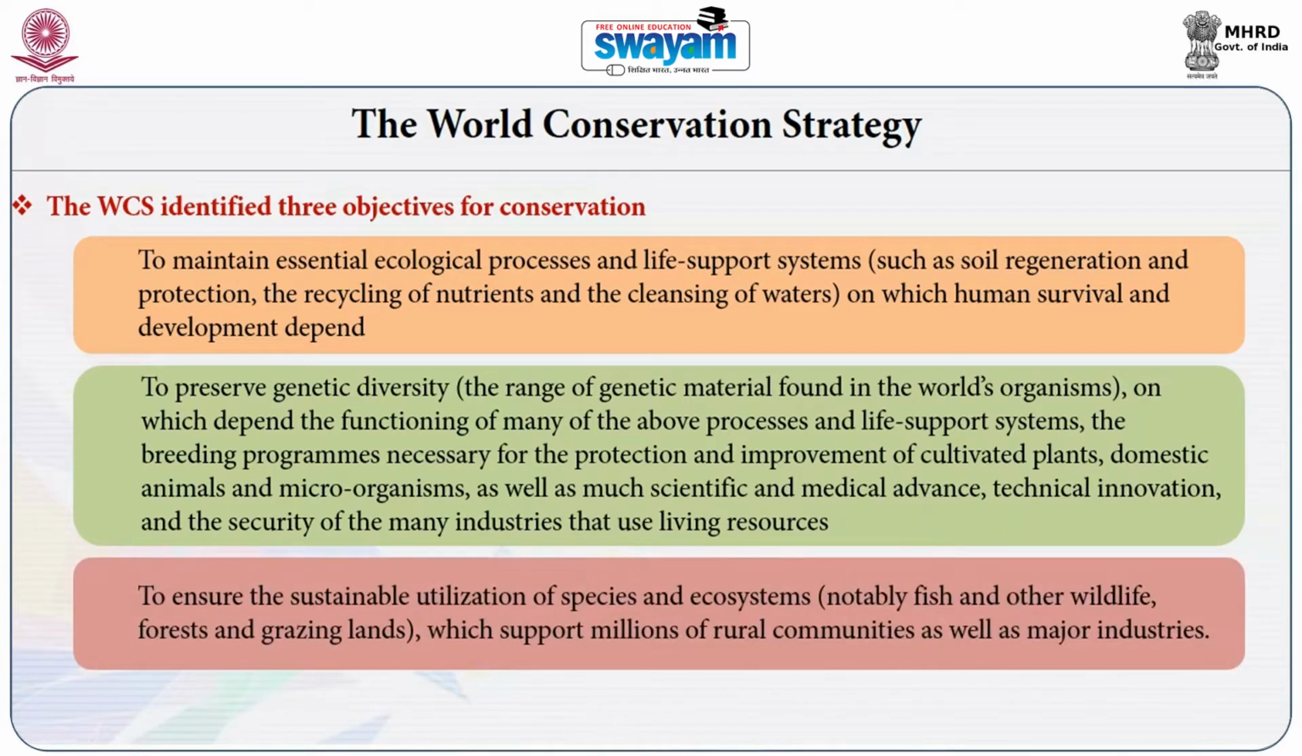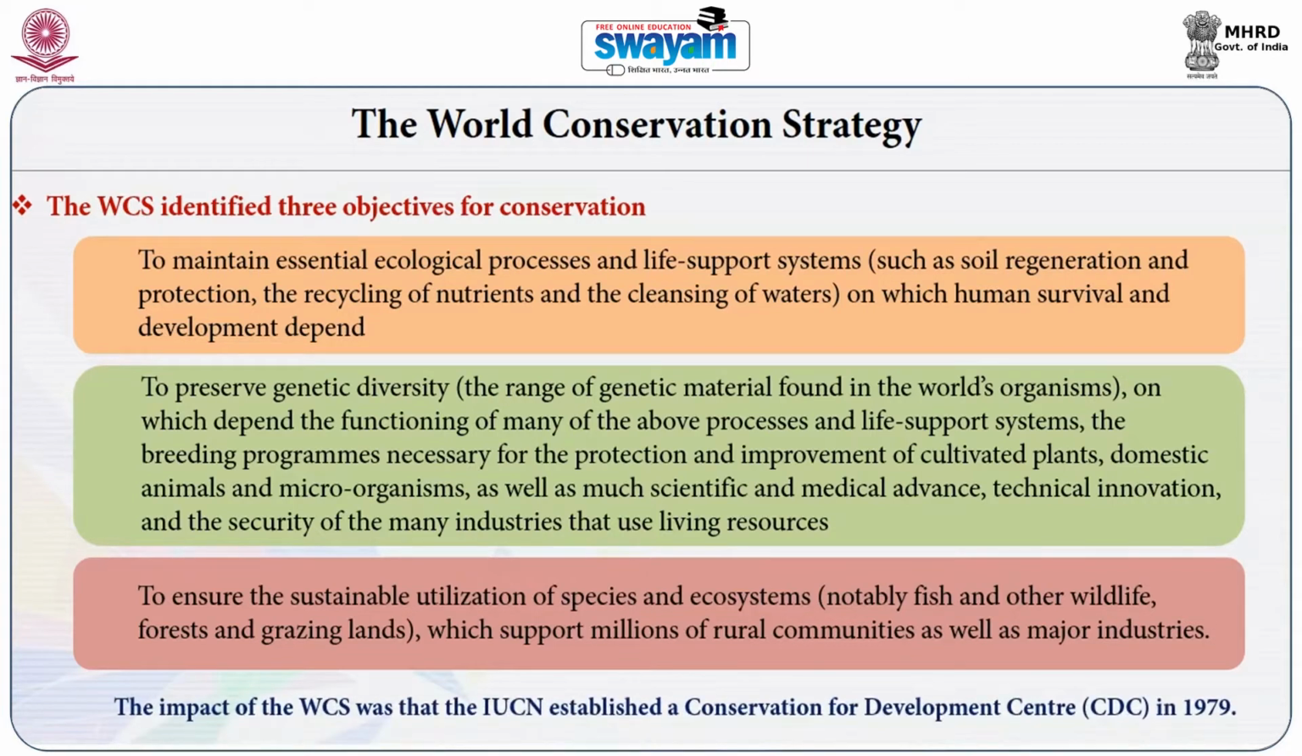And third, to ensure the sustainable utilization of species and ecosystems which support millions of rural communities as well as major industries. Here they're talking about fisheries, forestry, wildlife, water, right? All of this is required not only for the livelihoods of rural people or people who are dependent on these resources, but also for many industries. So these were the three major objectives of the WCS, and the World Conservation Strategy spoke of the ways in which we conserve by taking into consideration the needs and demands of development as well.